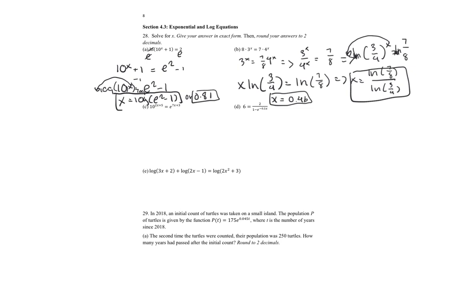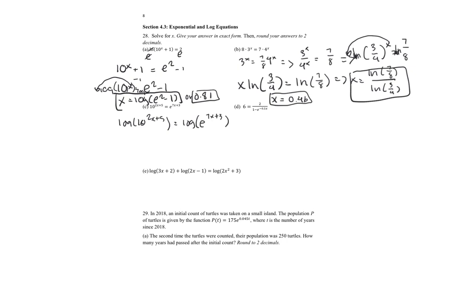All right, so for part C, we have 10 to the 2x plus 5 is equal to e to the 7x plus 3. All right, so there are a couple ways you could go about this problem. So for this solution, we're just going to take the log of both sides. So then we'll have log of 10 to the 2x plus 5, right, is equal to log of e to the 7x plus 3.